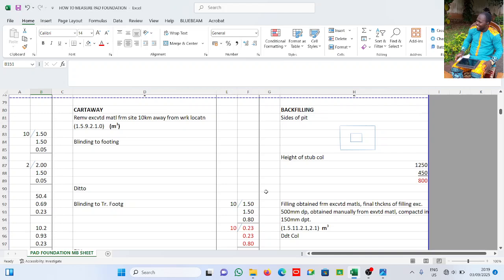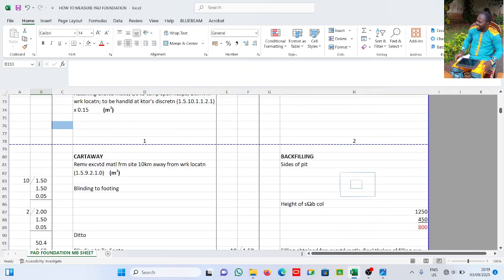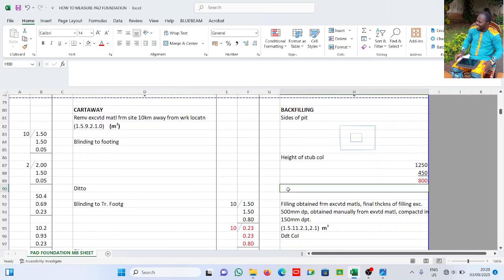cutaway plus backfilling equals excavation. So if it was not an exam where I want to show working, all I needed to do to calculate my backfilling is simply say backfilling, that's assuming I'm squaring, equals excavation minus cutaway. I don't calculate anything. That will give me the backfilling.